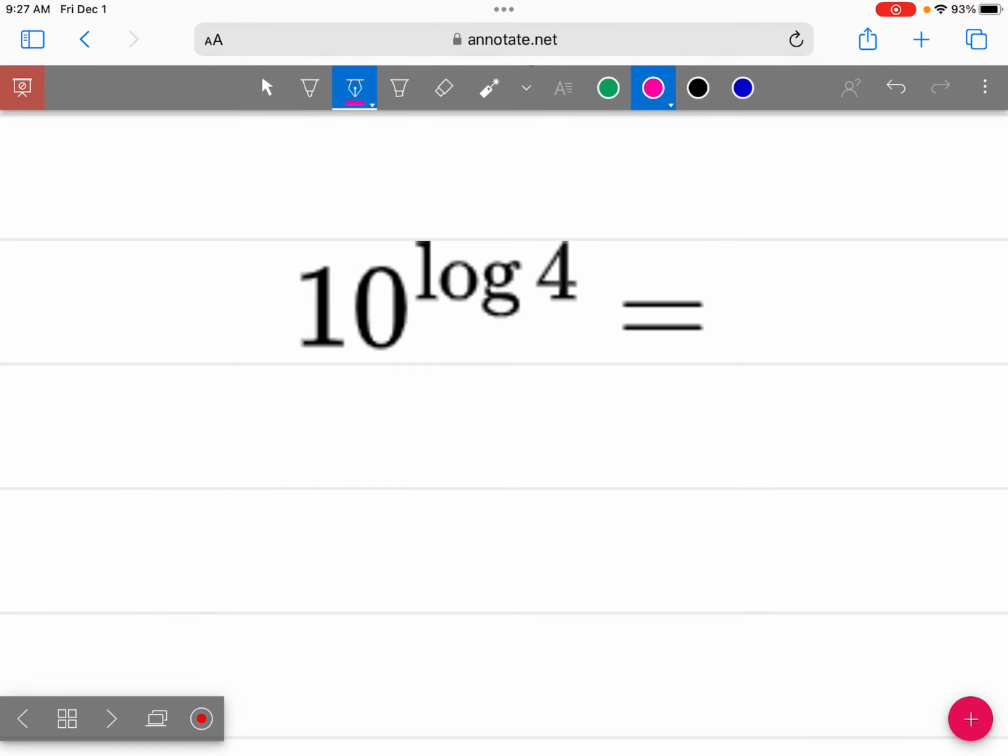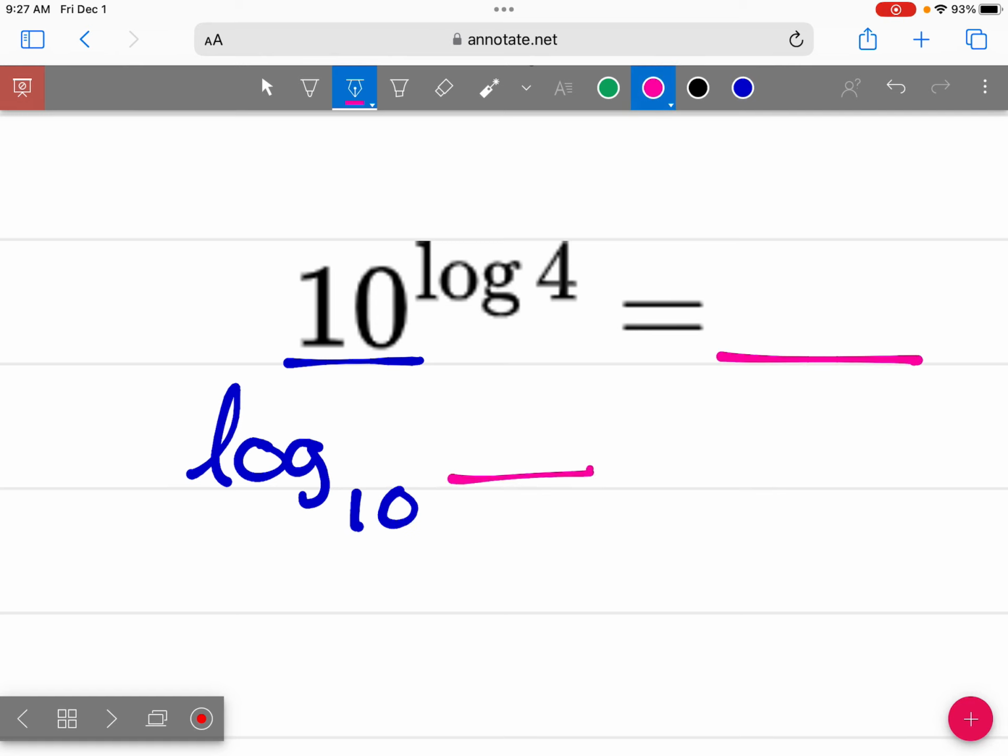It's very, very similar on the next one, on the 10. We have a base 10. So this is log base 10 of something, we don't know what, equals that exponent, log 4. So what goes in the blank? 4. Base 10 and common log are inverse operations, so they undo each other.